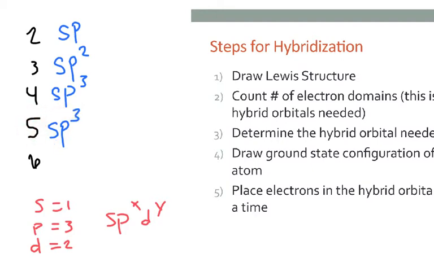So where's the 5th one going to come in? That's where you have the D. So you would have sp3d hybrid orbitals.